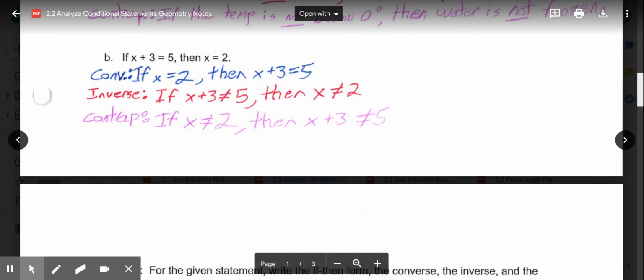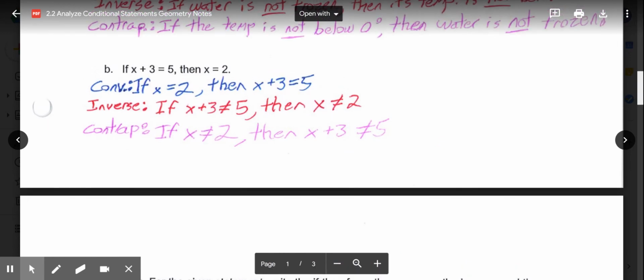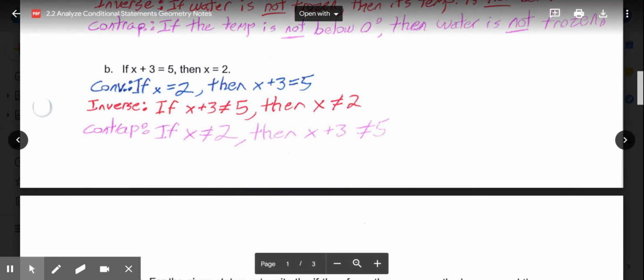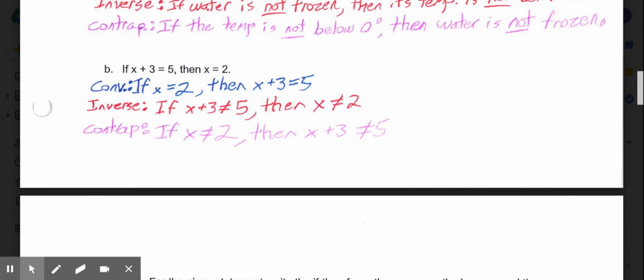So in B, if x plus 3 equals 5, then x equals 2. So our hypothesis, x plus 3 equals 5, the conclusion, x equals 2. So the converse, we flip our hypothesis and conclusion. So if x equals 2, then x plus 3 equals 5.